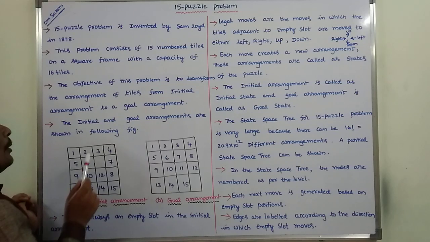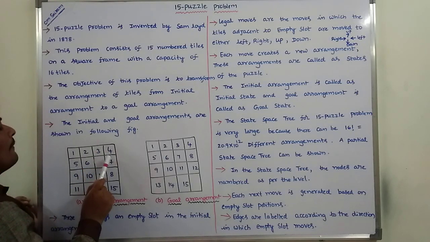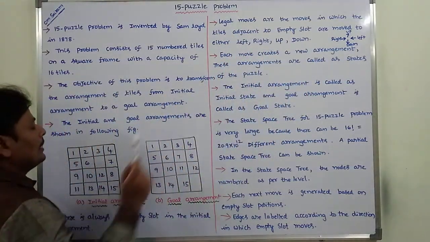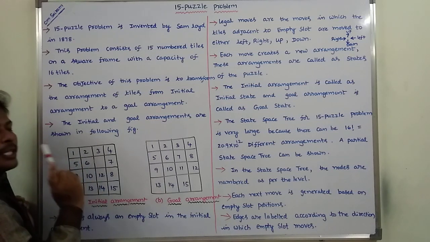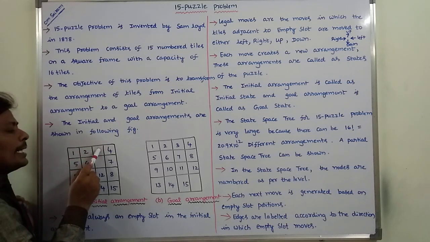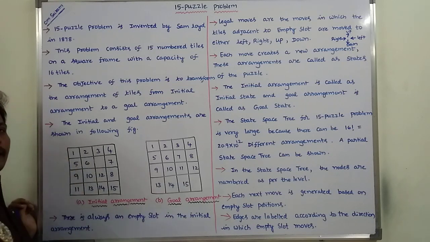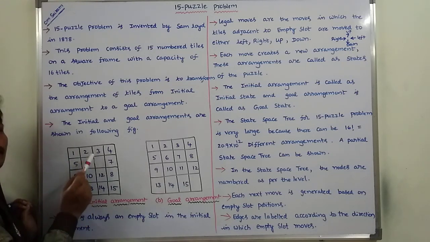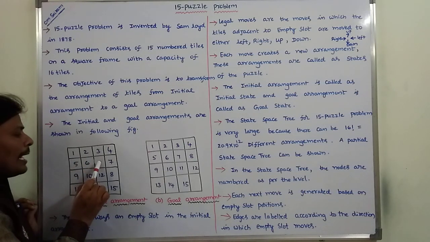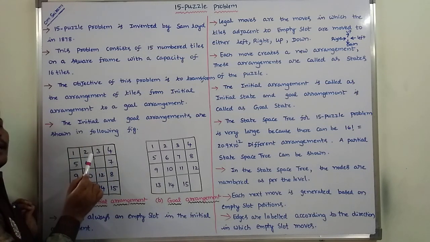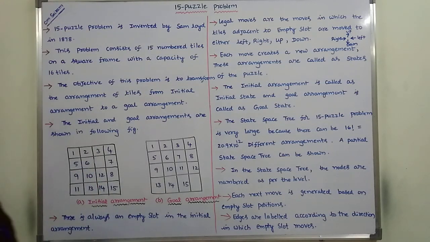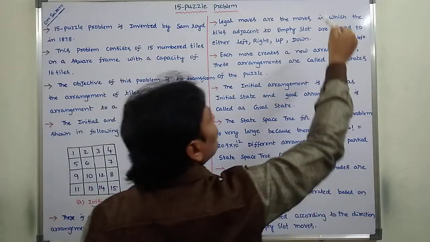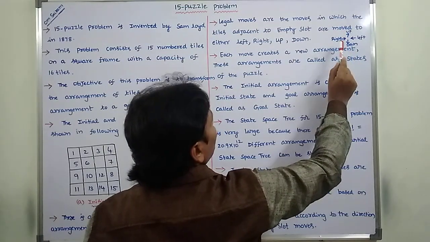This is the empty tile. The tiles adjacent to the empty tile, 3, 7, 12, 6, can be moved. The 7 tile can be moved to the left direction, and now the empty tile can be moved to this position. Next, the 6 tile can be moved to this position, and the empty tile moves to this position. The 3 tile can be moved to this position, and the empty tile moves to this position. The 12 tile can be moved to this position, and the empty tile moves to this position. The tiles adjacent to the empty tile are moved either in the left, right, up or down direction.